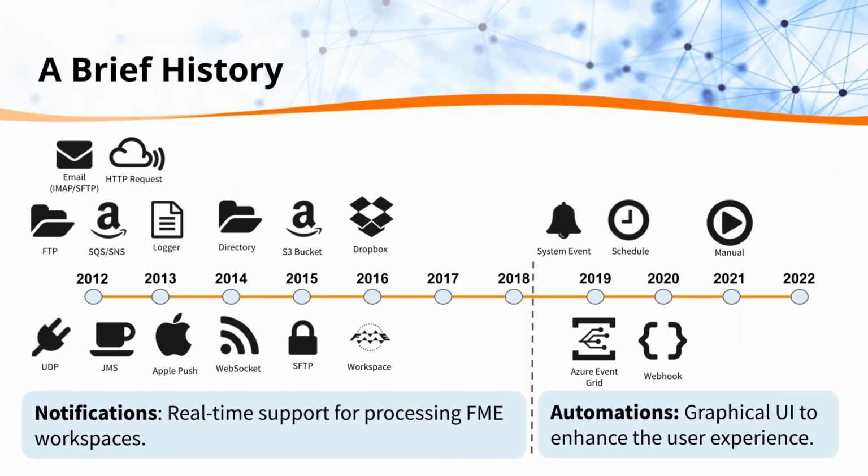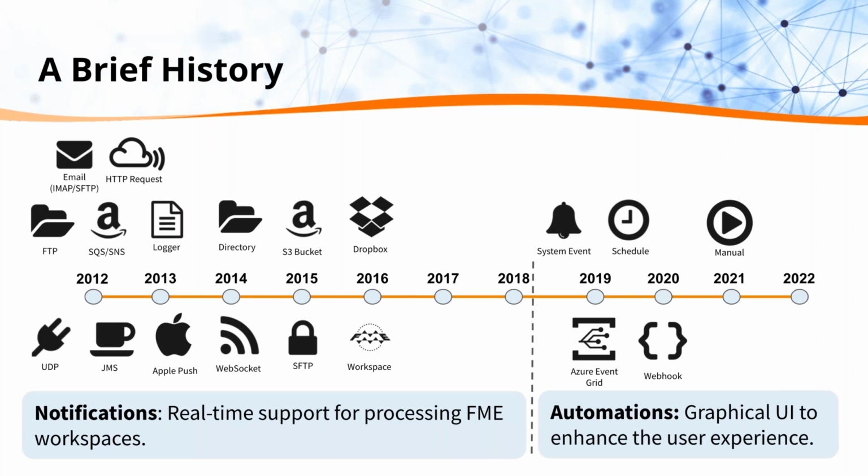So automations have a long history, and we can actually date the foundations back to 10 years ago in FME Server 2012. So in 2012, a brand new concept was developed for FME Server under the name notifications. And this was the first real-time support for processing workspaces. At that time, we were able to work with email, JMS, and UDP, just to name a few. Over the years, the team worked hard to continually add support for more protocols so that workspaces could be initiated in response to many different events.